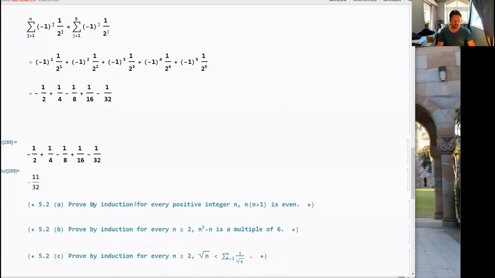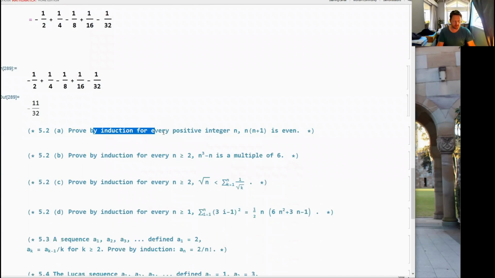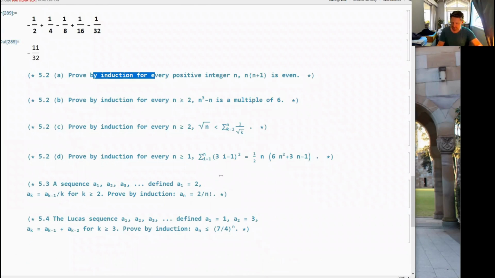Now we've got some proofs by induction coming up. Several, in fact, all the rest of these are proofs by induction. So the basic technique is to do so for the first one, form an induction hypothesis, and then use the induction hypothesis and show that it holds true for the next one. Okay, so we'll do that here.